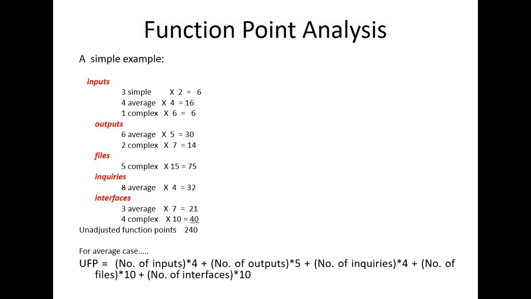For the average case, the unadjusted function point is equal to the number of inputs into 4, number of outputs into 5, plus number of inquiries into 4, plus number of files into 10, plus number of interfaces into 10. That is for the average case.